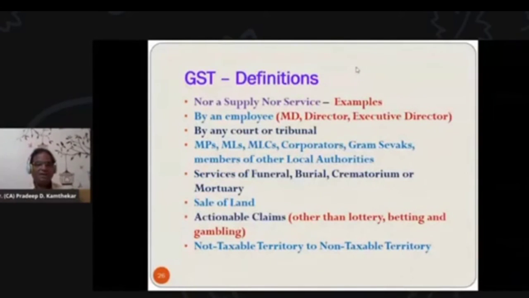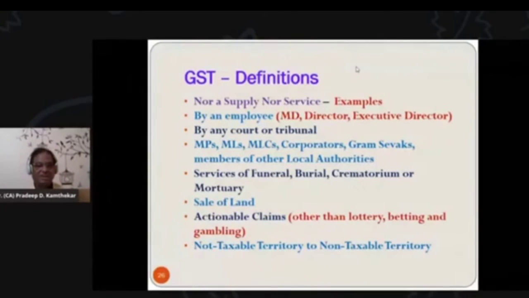Certain things are neither supply of goods nor services. When something is done by an employee for the employer, whatever the employee is doing, the employer is paying him salary or wages, so there is no separate consideration for that; it is a part of his duty. Anything done by any court or tribunal, any service given by a member of parliament, member of legislative assemblies, member of legislative councils, corporators, gram sevaks, members of other local authorities, whatever services they give, there is no consideration, so that will not attract GST. Services of funeral, burial, and crematorium or mortuary, till now they are out of GST. They are not taken in the nature of supply of goods or services.